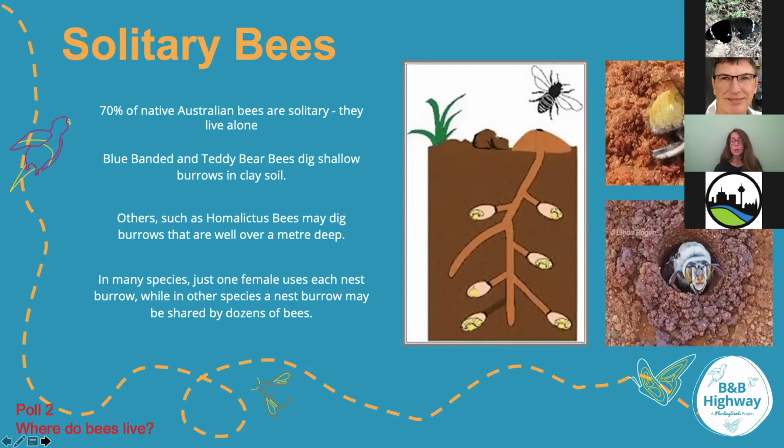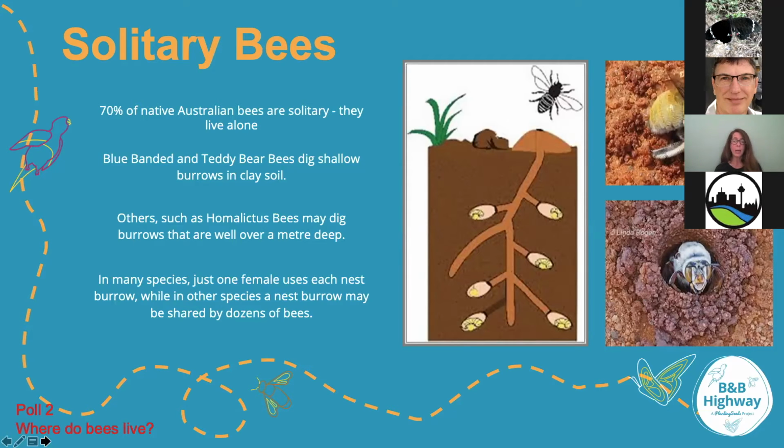So that's social bees. There's also solitary bees I mentioned before, which means they live by themselves. Sometimes we find solitary bees are good at sharing spaces or living nearby each other, but a lot of the time they are living by themselves. So what that means is they are making burrows. A lot of them, the majority, as we can see, 70% of our native Australian bees are solitary. They live alone, and most of those are burrowing bees.